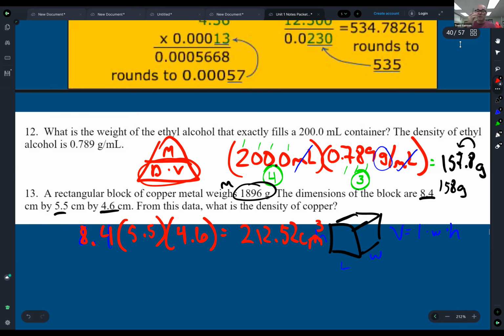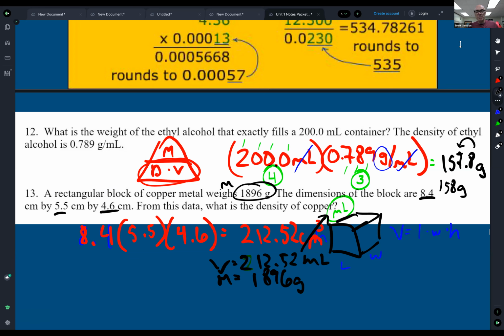Now, here's another little trick. This is the first time I'm going to mention it, not the last time. Centimeter cubed is the same thing as a milliliter. So my answer right now is 212.52 milliliters. That's my volume. My mass is equal to 1896.